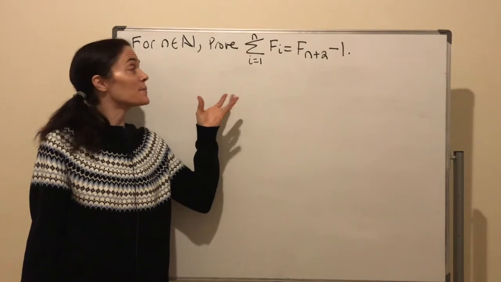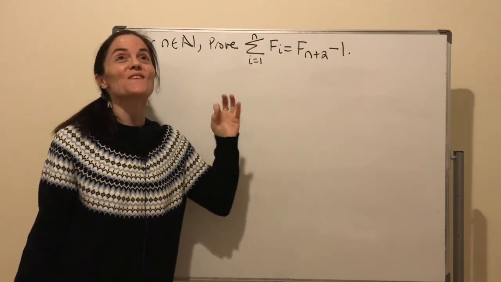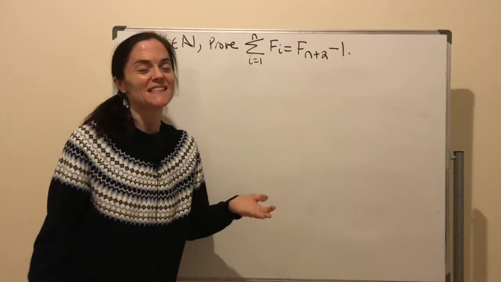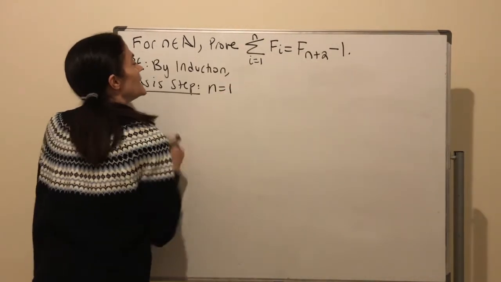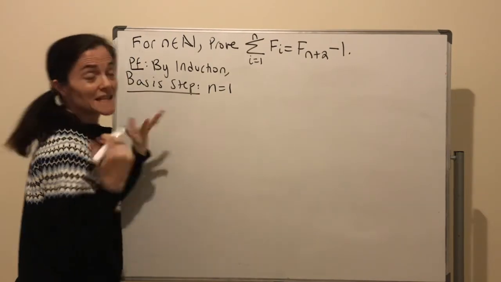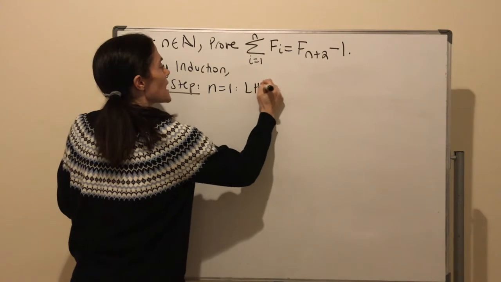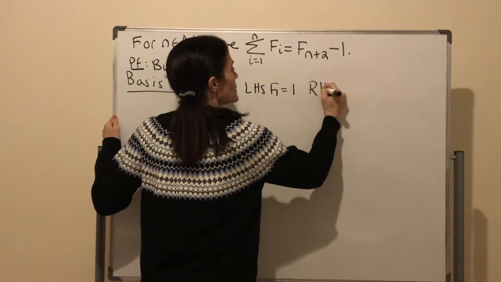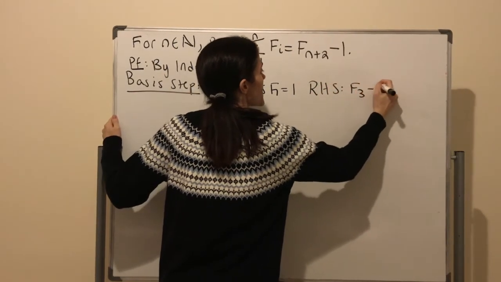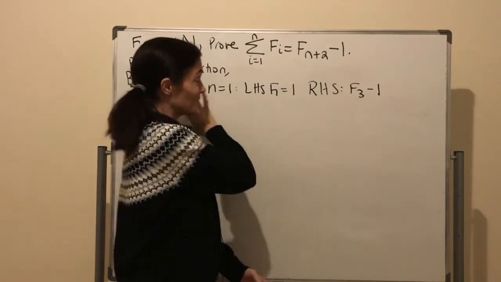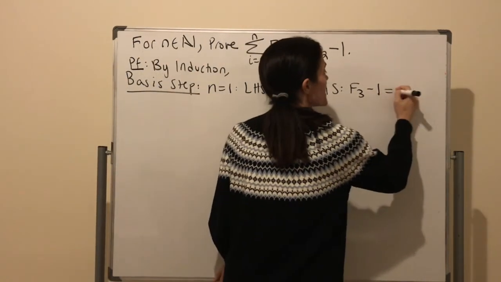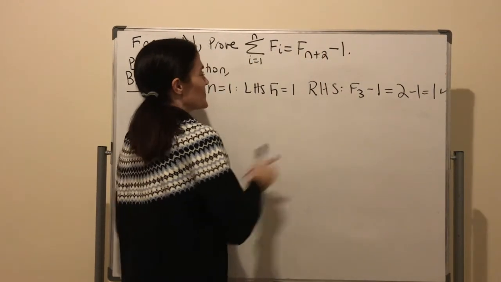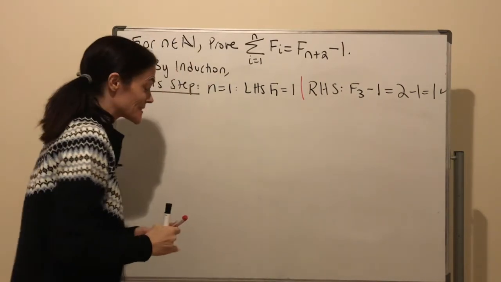Here's our first example. This says, if you add the first n Fibonacci numbers, you get Fn plus 2 minus 1. So let's prove this using induction. N equals 1. The left-hand side just has one term. The left-hand side is F1, which is 1. And the right-hand side is F3 minus 1. We had a few Fibonacci numbers calculated, but F3 was 2. So this is 2 minus 1, which is 1. And so our basis step is complete.